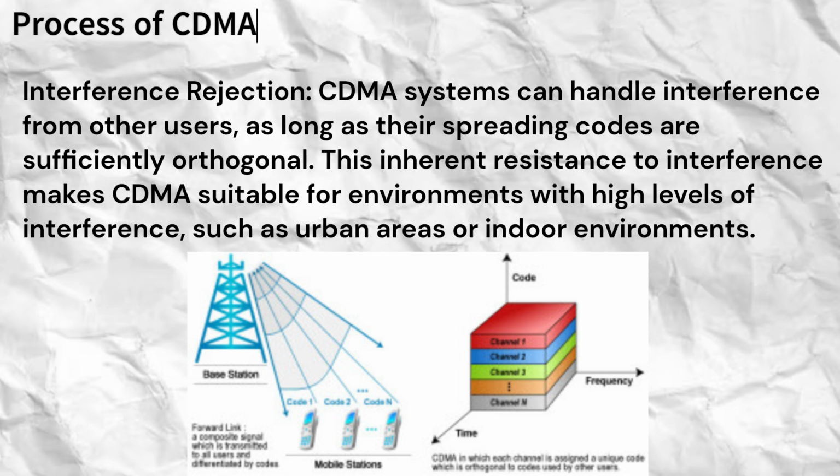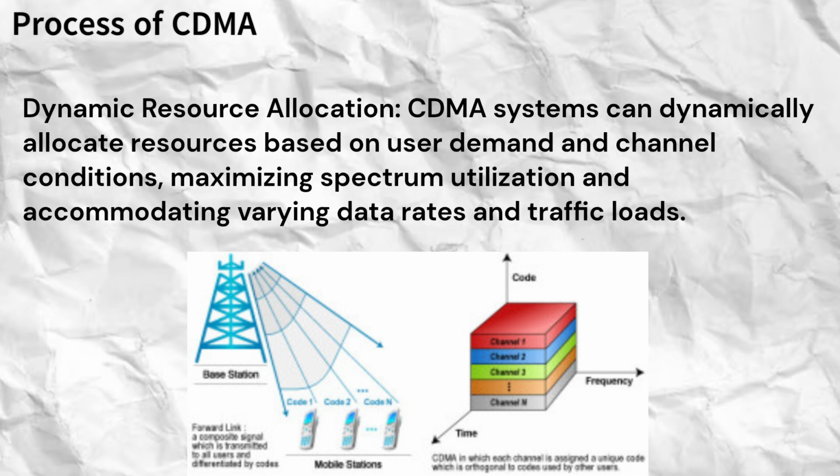CDMA systems can handle interference from other users, as long as their spreading codes are sufficiently orthogonal. This inherent resistance to interference makes CDMA suitable for environments with high levels of interference, such as urban areas or indoor environments. Dynamic resource allocation. CDMA systems can dynamically allocate resources based on user demand and channel conditions, maximizing spectrum utilization and accommodating varying data rates and traffic loads.